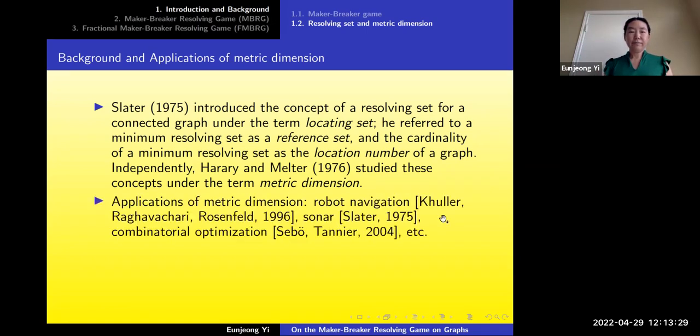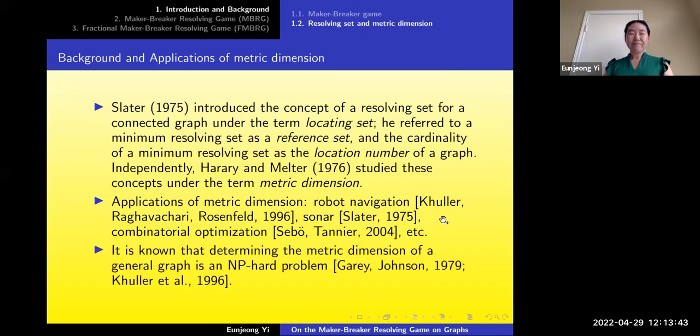Applications of metric dimension can be found in robot navigation, sonar, combinatorial optimization, etc. There are a bunch of those applications that people mention in other papers, and I cite them. It's known that determining the metric dimension of a general graph is an NP-hard problem.